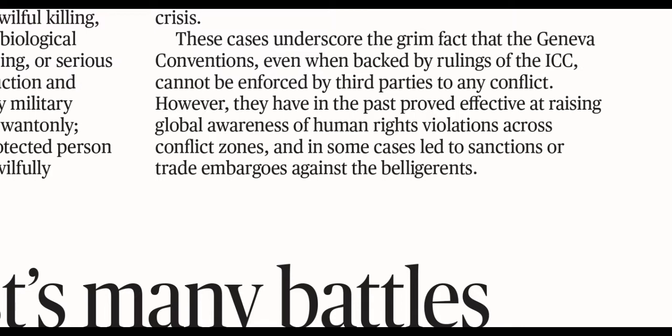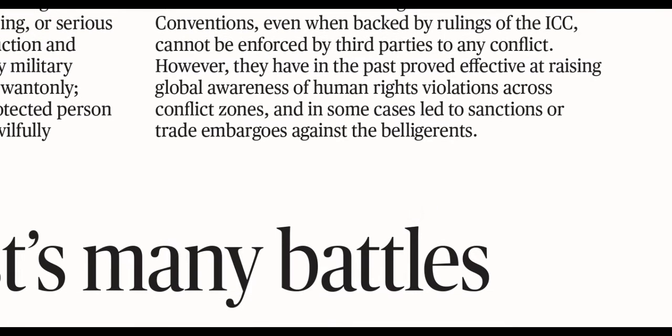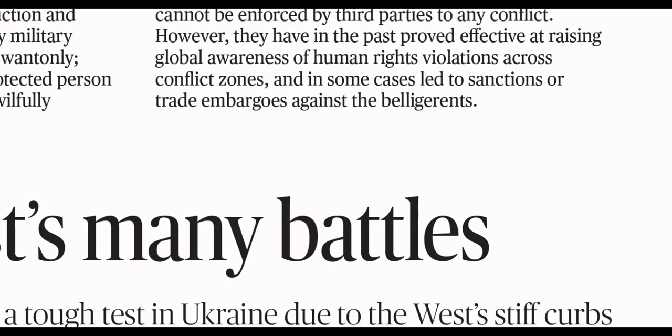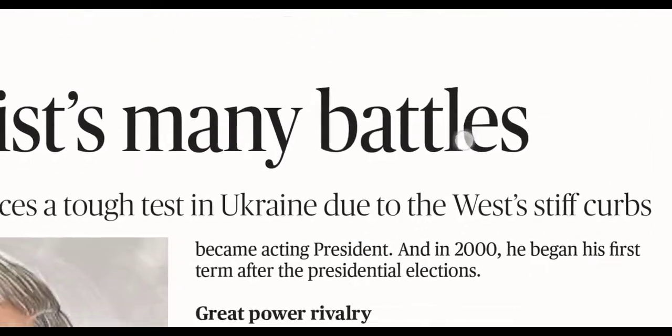These cases underscore the grim fact that the Geneva Conventions, even when backed by rulings of the ICC, cannot be enforced by third parties to any conflict. However, they have in the past proved effective at raising global awareness of human rights violations across conflict zones, and in some cases led to sanctions or trade embargoes against the belligerents.